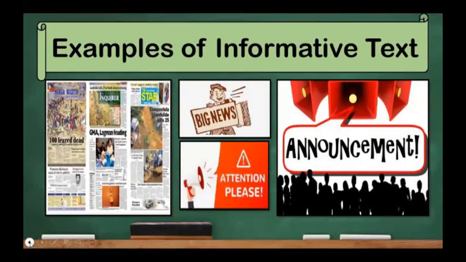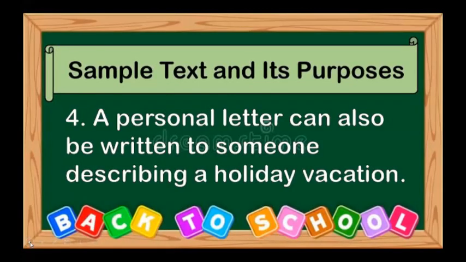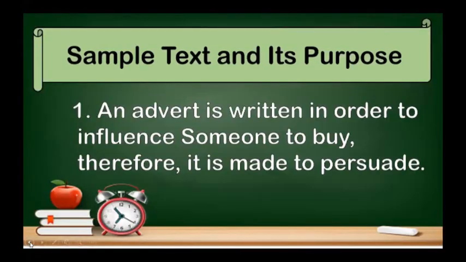Okay, so we will go back to the different samples of these types of text. First one, we have an advert or advertisement. It is written in order to influence someone to buy. Therefore, it is made to persuade. So we consider an advertisement as a persuasive text.